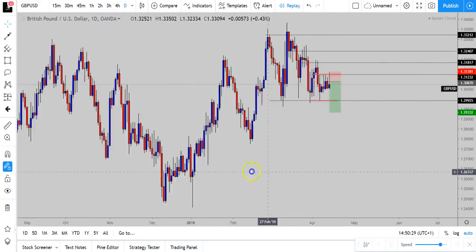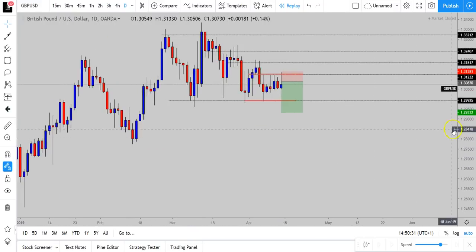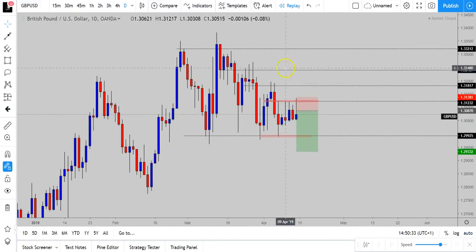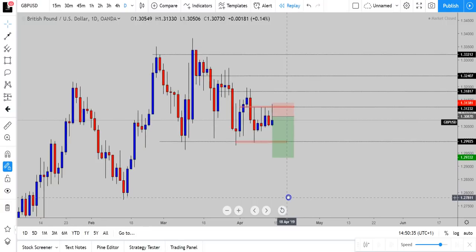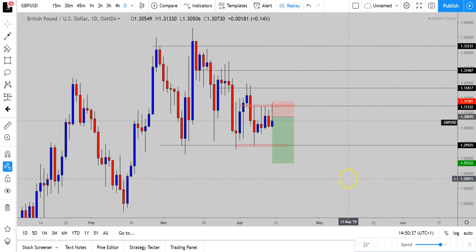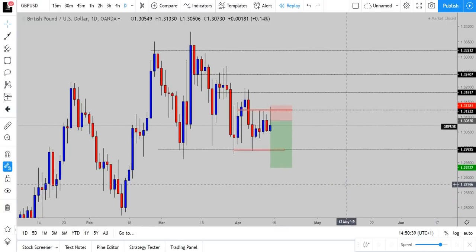So very simple. This is how I draw my support and resistance. And hopefully, this will be good for you to see how you can really use these support levels to maximize your profits and consistency in the market.